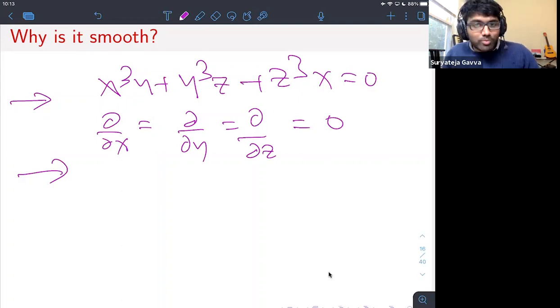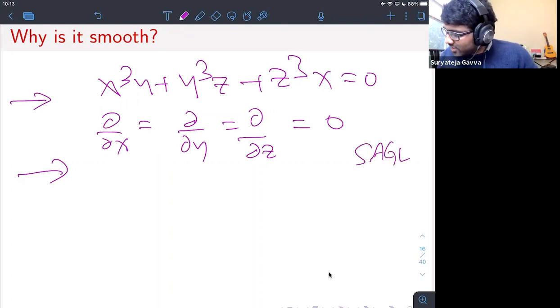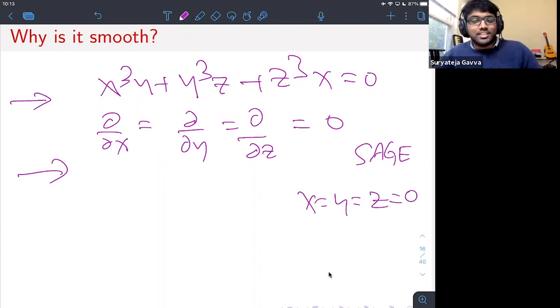If there is a singular point, these conditions have to be satisfied. These are polynomial equations. I've actually computed this, and you can do this in Sage. You can plug it into Sage, and you can see that the only solution will be X equals Y equals 0, and that's not allowed, since you are in the projective space. Is that clear? Right. So the point is non-singular if not all these derivatives are equal to 0. So that's one way to see that it's smooth.